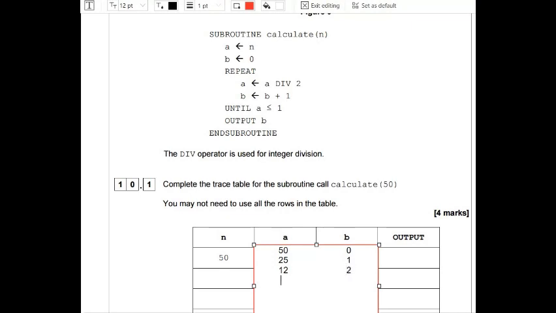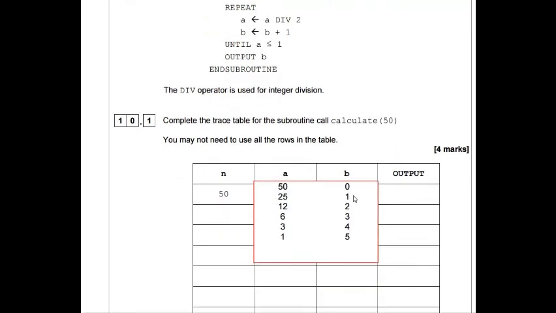Right. Next one, we got 12. We're repeating. 12 divided by 2, 6. And b is going to be 3. 6 divided by 2 is going to be 3. And then b is 3, so b plus 1, that's going to be a 4. And then 3 divided by 2, it's not going to be 1.5 in this case. It's going to be a 1. And then we are going up to 5. So that is what we need to do in our trace table.